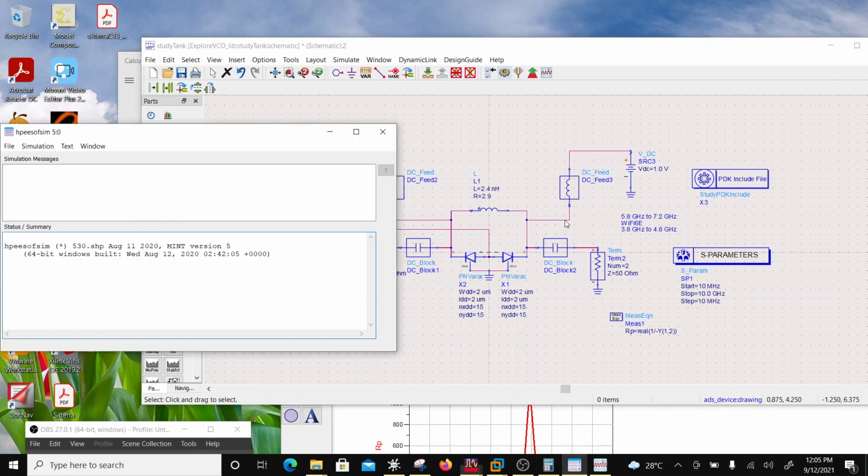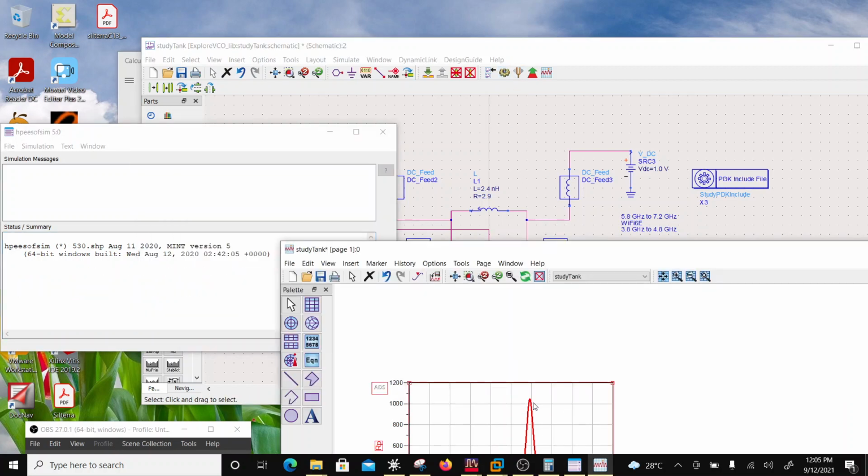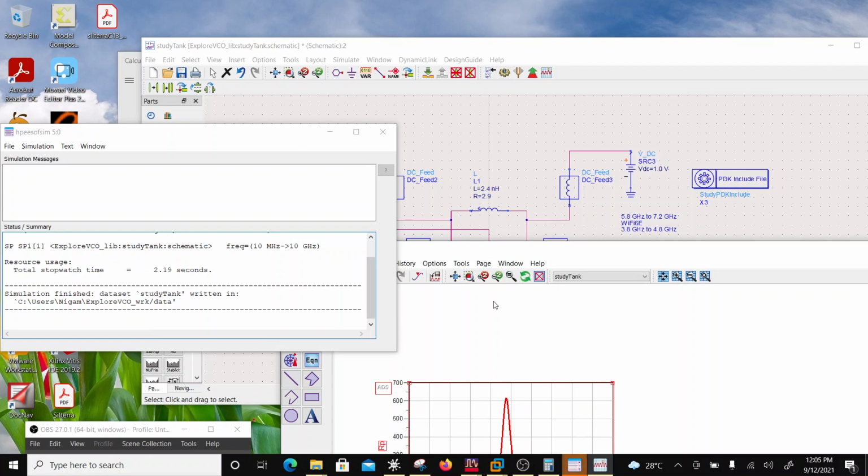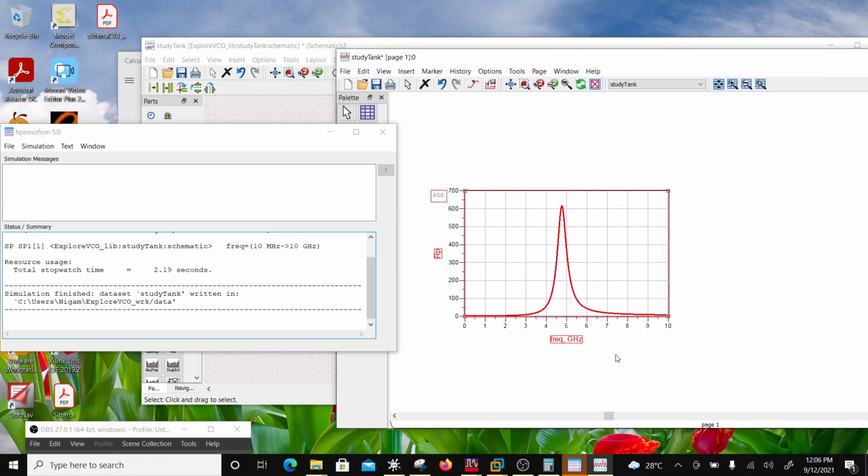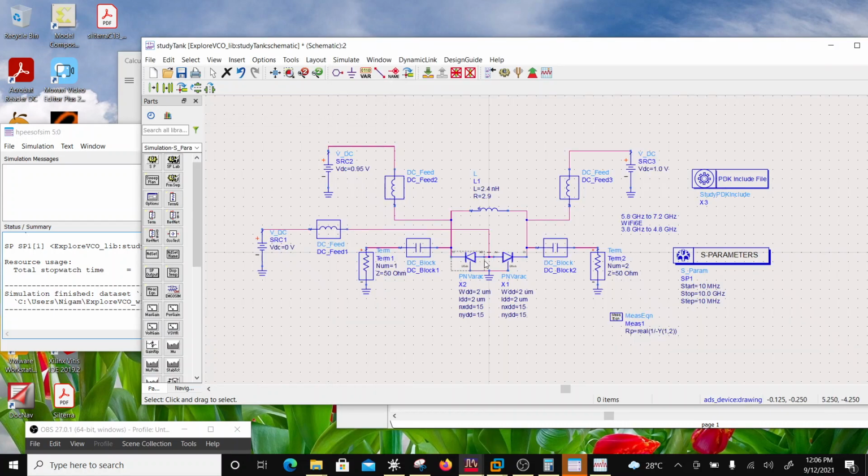Okay, and I simulate this. Now notice this is 1.2K, and if I increase that, it has shifted down from 6 to 5 gigahertz, but look at what happened here. It went from 1.2K to 600 ohms. So I hope you understand what that varactor is doing. It is directly adding to the loss.